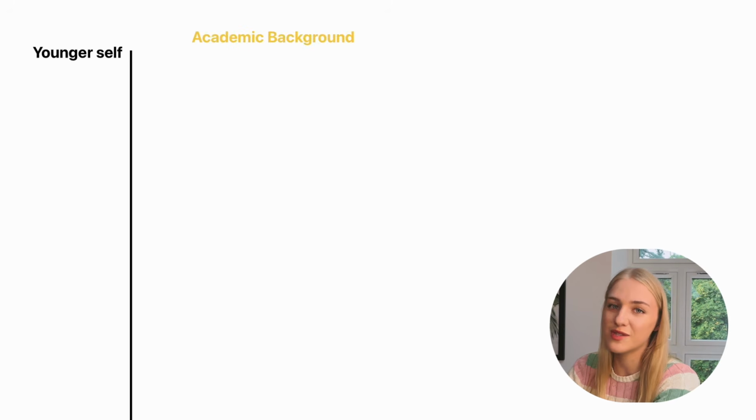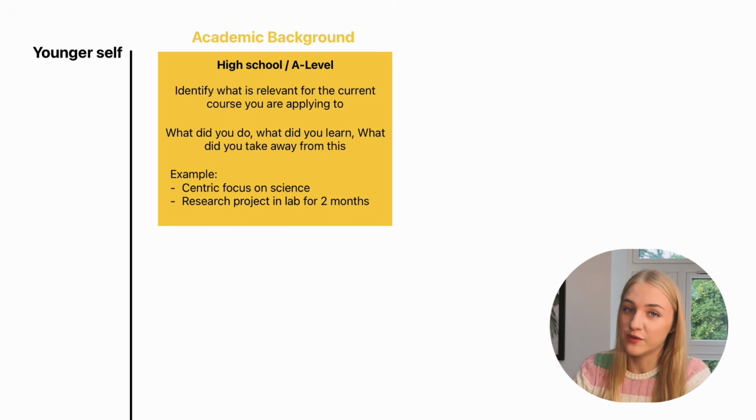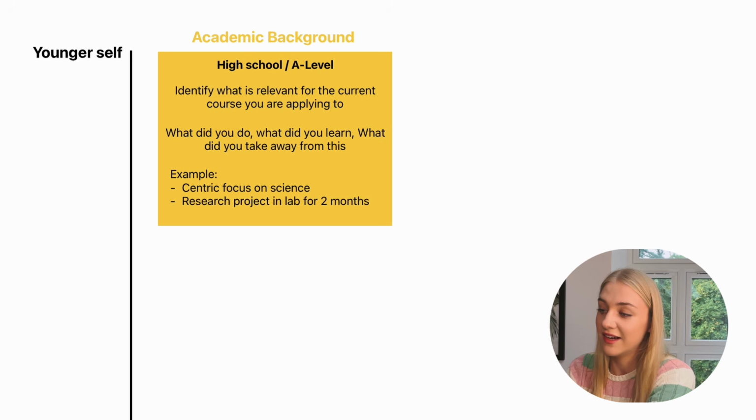The first thing we want to think about is your academic background, because it is the easiest and it is also something that you definitely want to include in your personal statement. We can start off thinking about high school or your A-levels. Were there any relevant courses or workshops that you had in your A-levels or your high school that really fit your course? For example, I could say in my A-levels, I had a very centric focus on science, and I also did a research project in the lab. This is just an example.